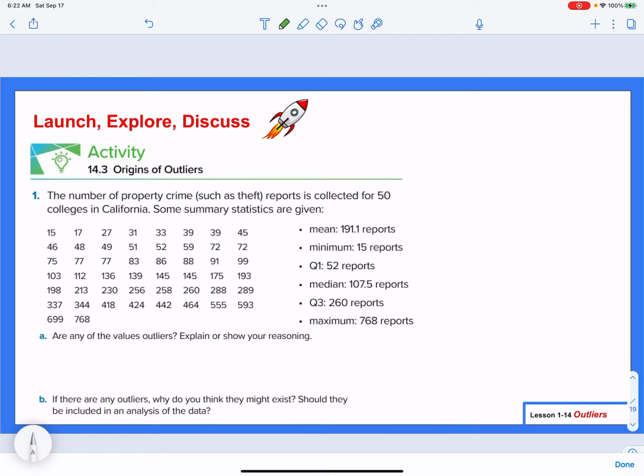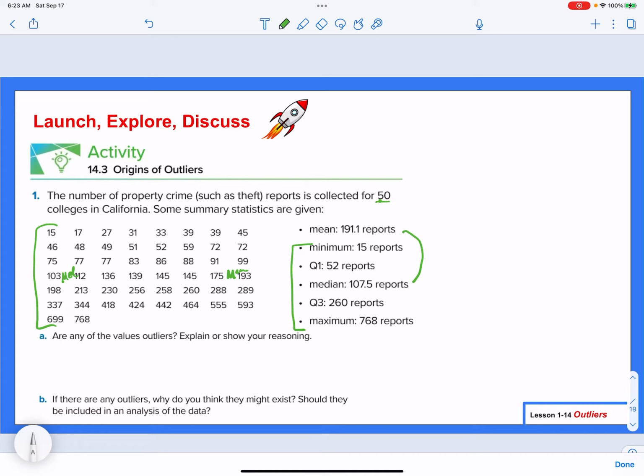All right, activity 14.3. The number of property crimes, such as staff reports, is collected for 50 colleges in California. Here's some statistics. We have the 50 colleges there. We have the mean at 191. So as a point, we could just put a point here. Here's about where the mean's at, right there. For the interquartile range, if you were to use these numbers here, we can see that the median is about 107. So that's going to be over here. So that's our median value there, and our mean value there. Very different, right? Spread apart quite a bit. 191 compared to 107. Are there any values that are outliers? And explain or show your reasoning.